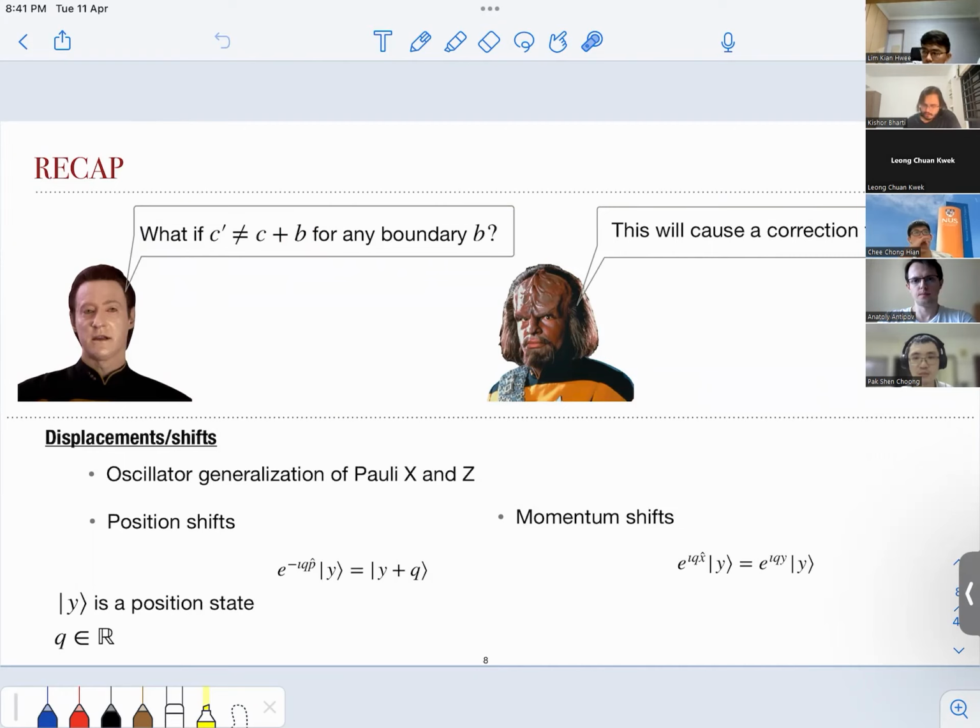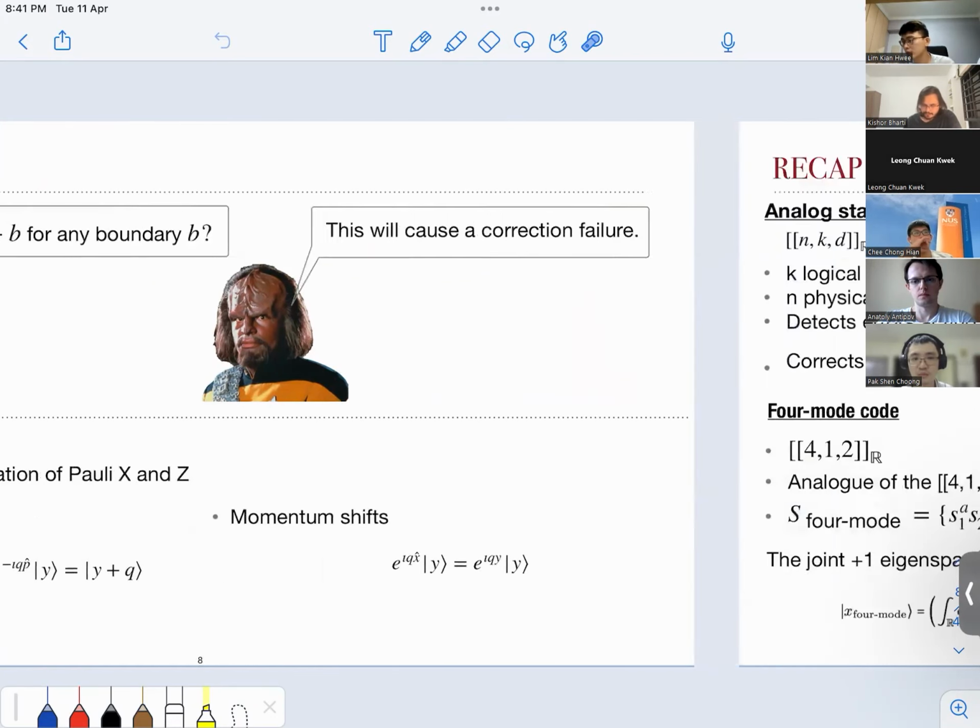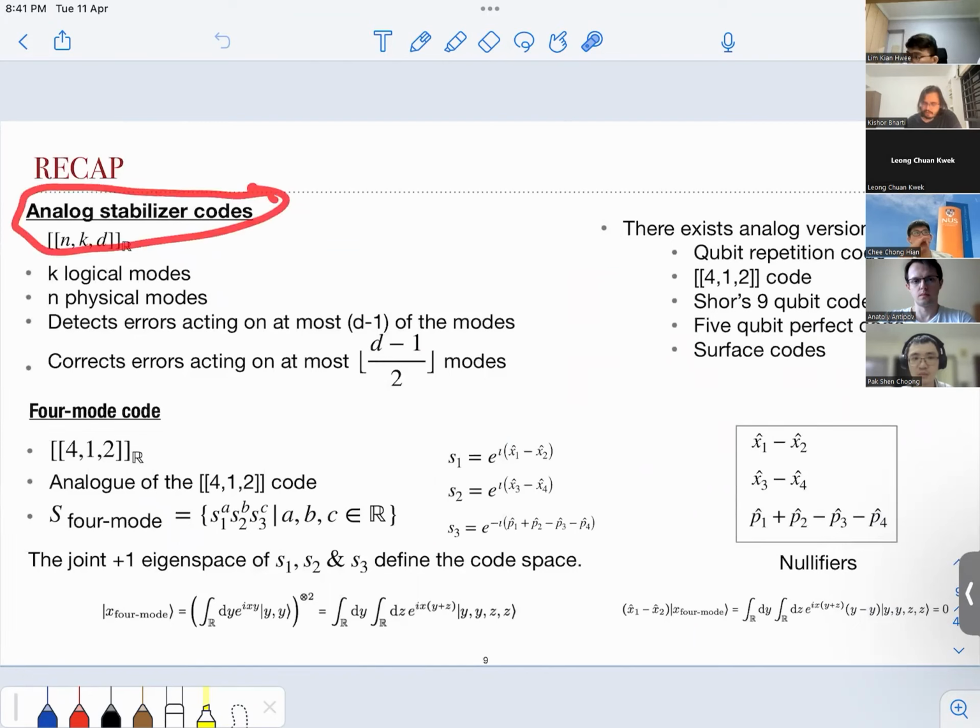Then we also discussed analog, basically bosonic codes, and there we discussed position shifts and momentum shifts. We also discussed this notion of analog stabilizer codes, which you can think of as defined over reals instead of over two-level systems. And here you have K logical modes and N physical modes, and it can detect errors acting on at most D-1 of the modes and correct errors acting on at most floor of (D-1)/2 of the modes.